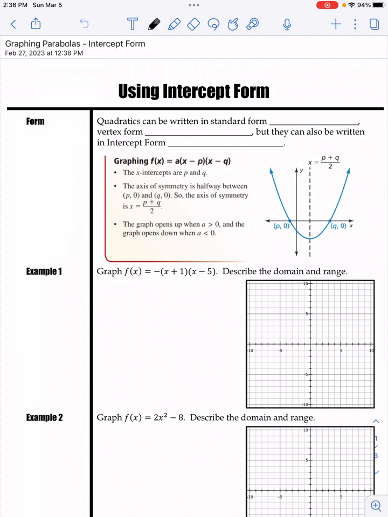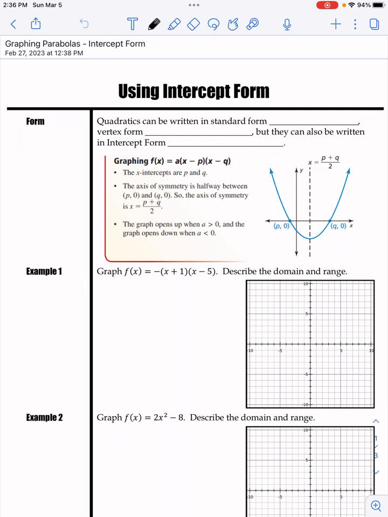All right, good morning. This video is on graphing quadratics. This is our last section on 8.5, and it's on using what's called intercept form. So in the past, we worked on standard form. We've also worked on vertex form.